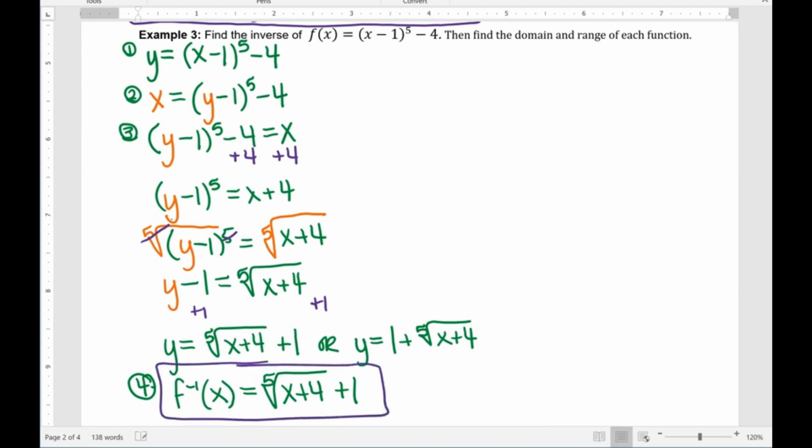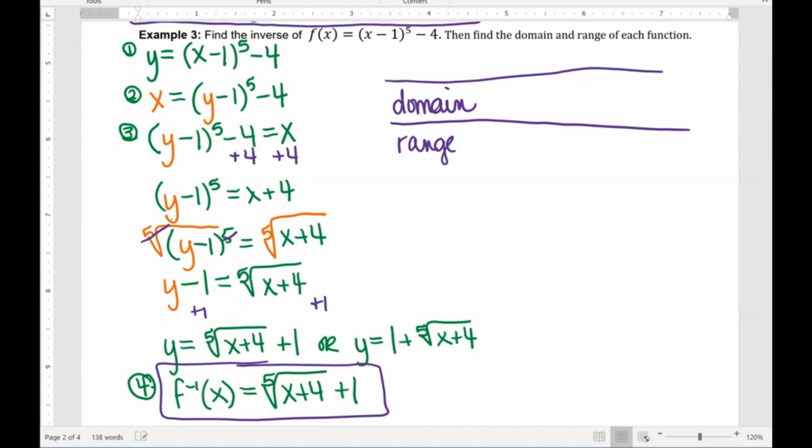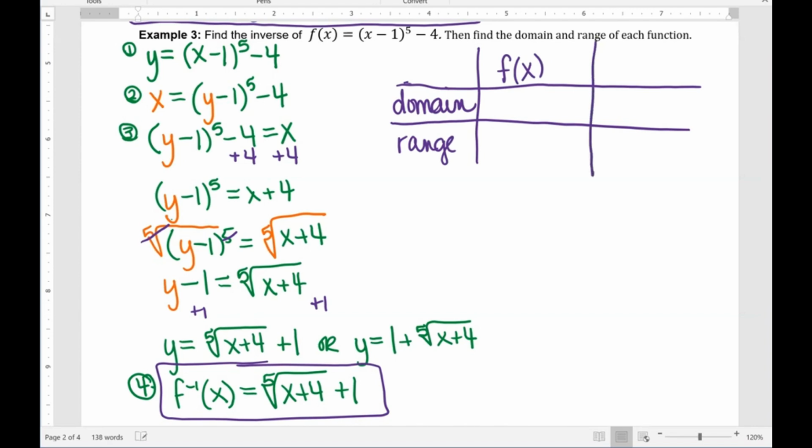Okay, so domain and range of each function. Let's go ahead and do our chart. We're going to have domain and range on our side. My lines are all over the place today. We have our original function. We have the inverse.